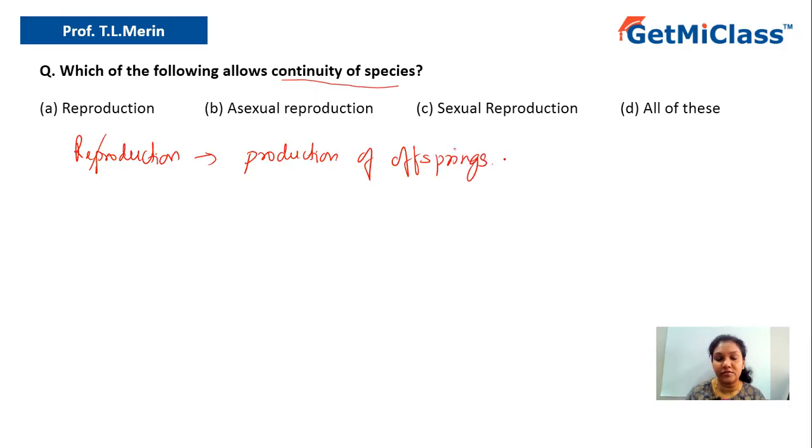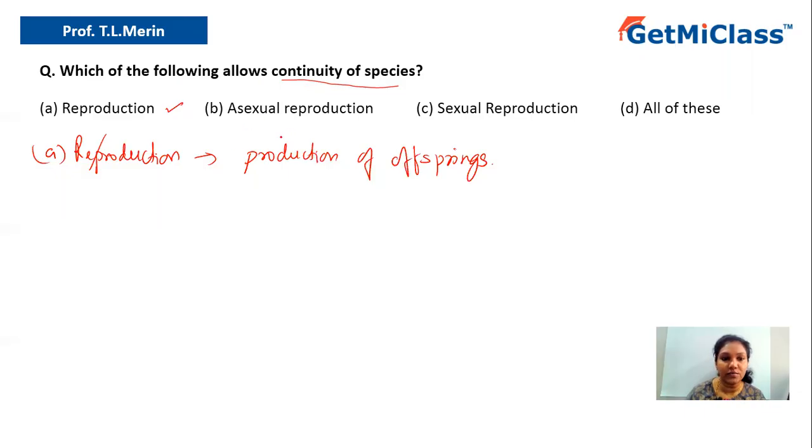The future generation. So option A means reproduction, and of course reproduction will definitely allow the continuity of species because that will produce offspring, and again offsprings will grow and they will produce their own offspring. So that is how continuity of species will occur. Hence option A is, of course, a correct answer with relation to the question.